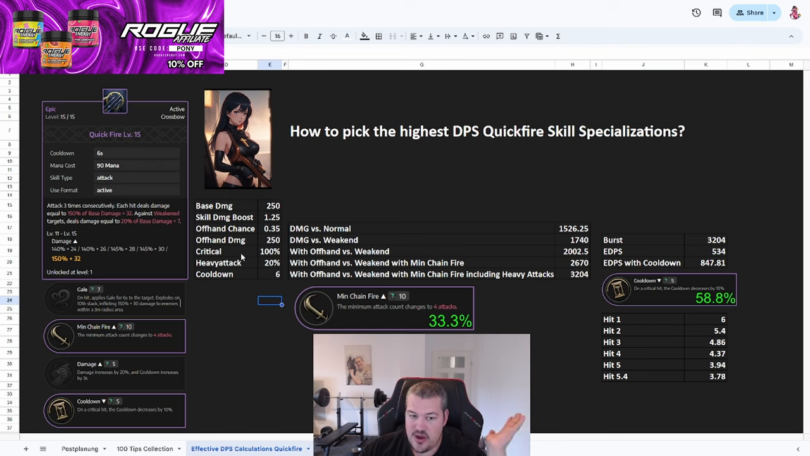We need to know how often we are critical striking. We need to know how often we are getting a heavy attack for twice the damage, and we need to know the base cooldown of the skill. Important to note here is that I chose a critical rate of 100%. That's also the reason why for the base damage and the offhand damage, I did not give the range of what the skill hits. We are assuming 100% critical.